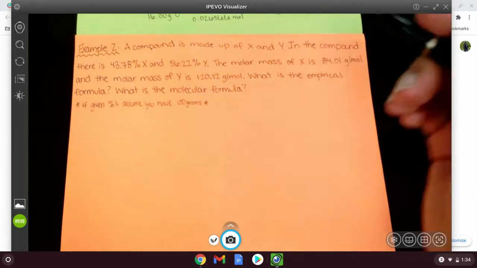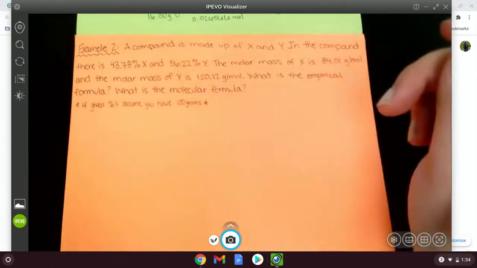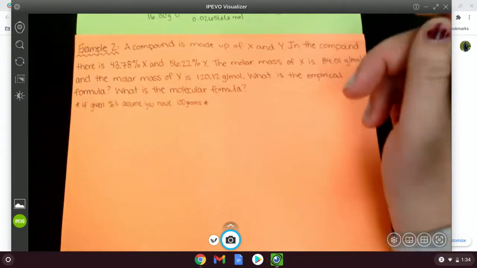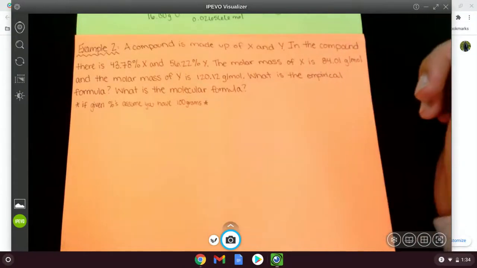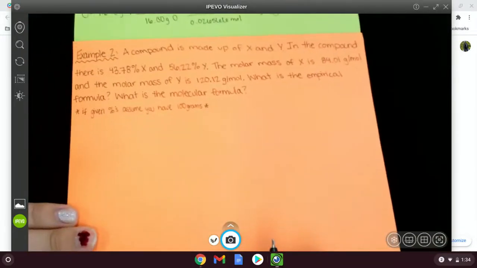Okay, so this one's a little different. Notice my little disclaimer here. If you're given percentages, you need to assume you have 100 grams. Why? Because if you're given percentages, it adds up to 100. So it makes your math super easy. Let me show you.